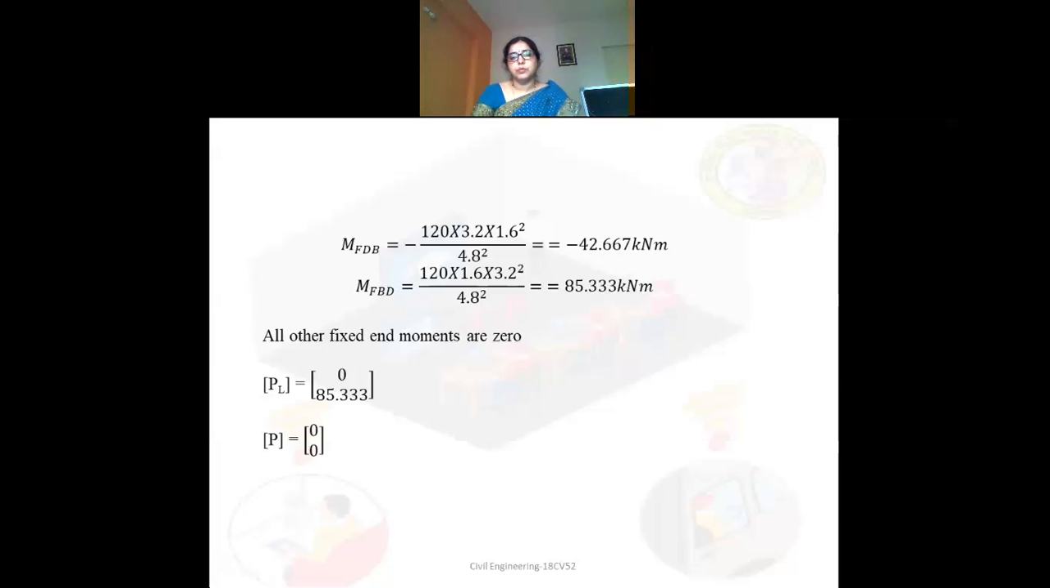All other fixed end moments are 0. So now B is connected to BA, and A is not connected to any member other than AB, right? MFAB, we do not have any load, so it is 0. So for the restrained structure at support A it is 0, at support B it is connected to BA, BC and BD. BA anyway it is 0, BD we have 85.33.